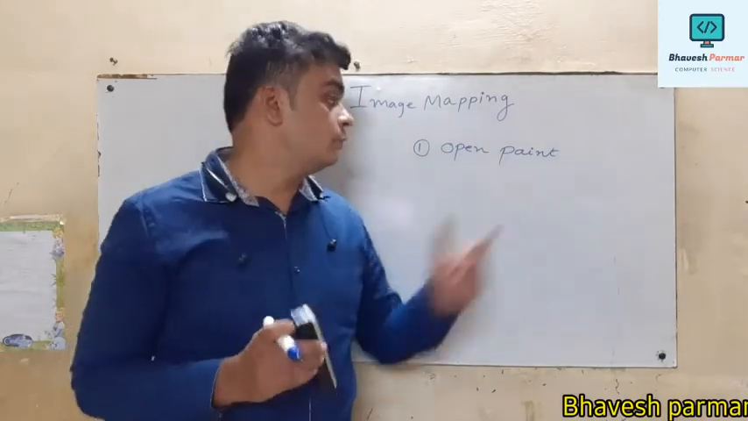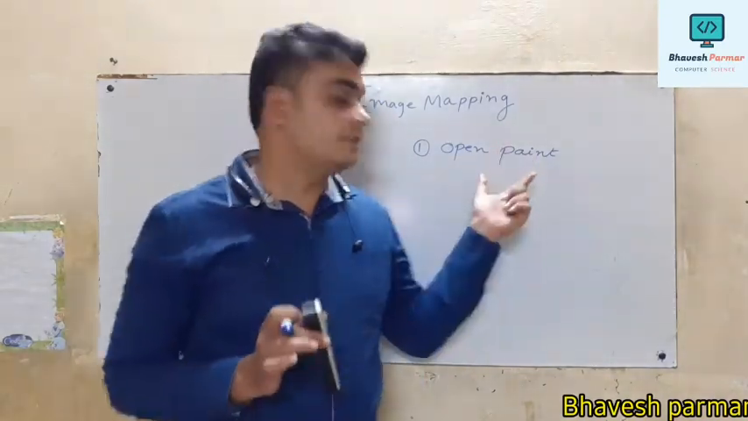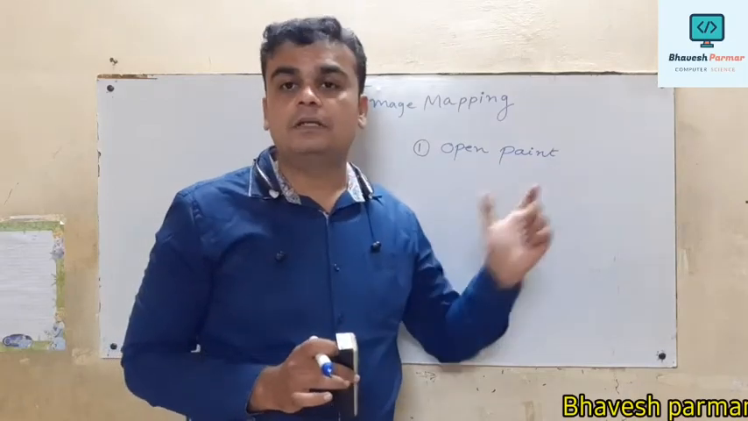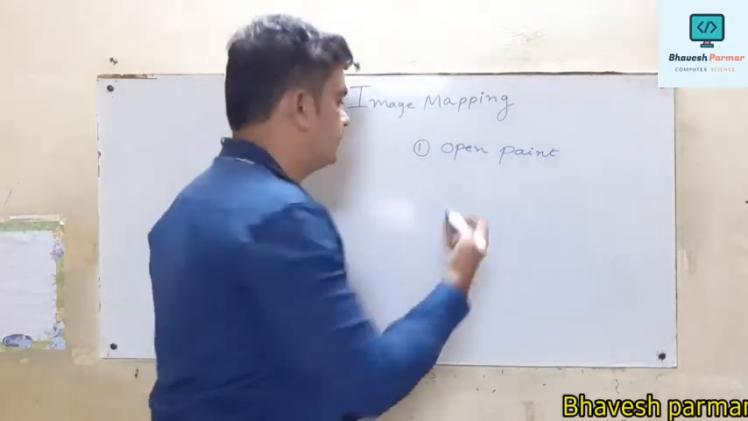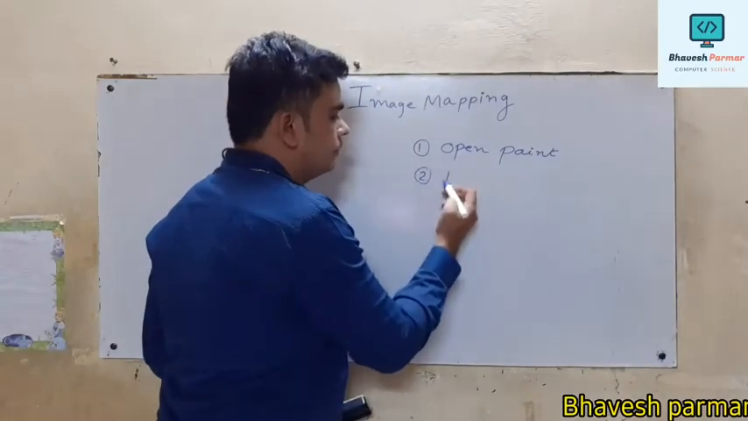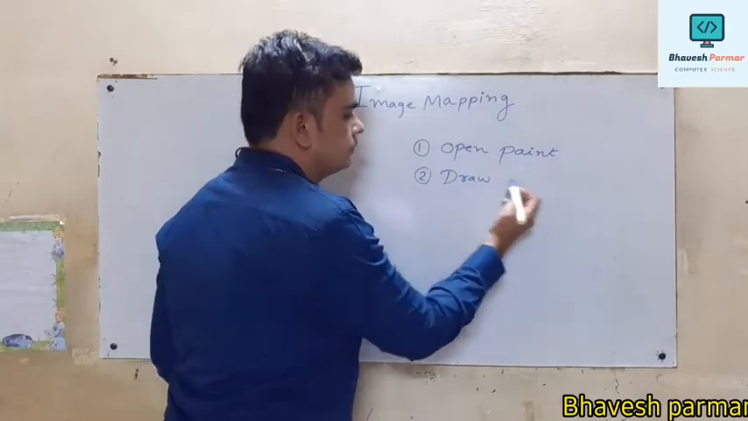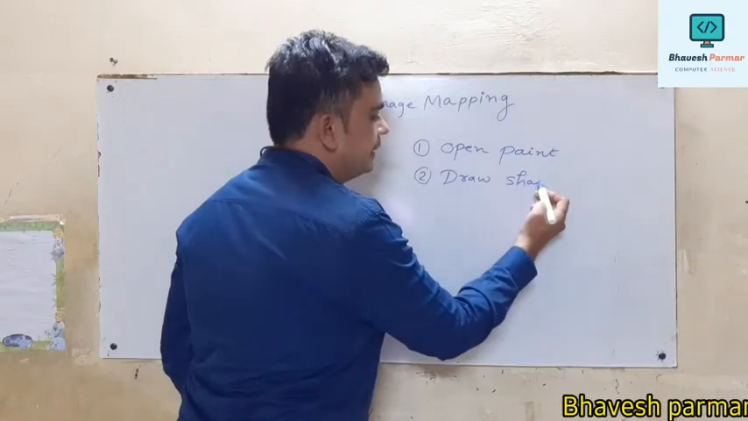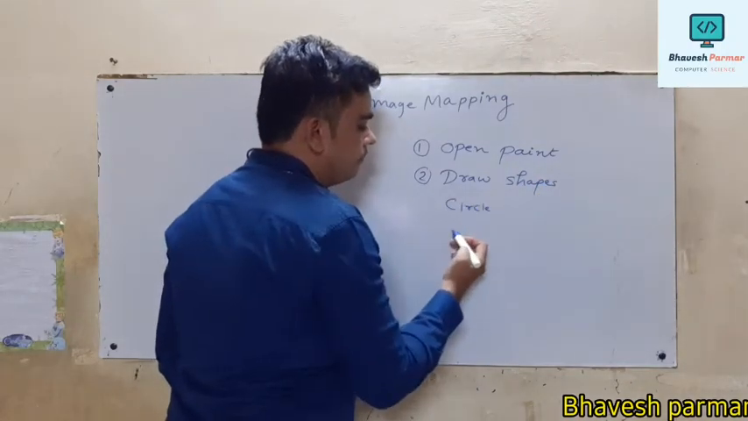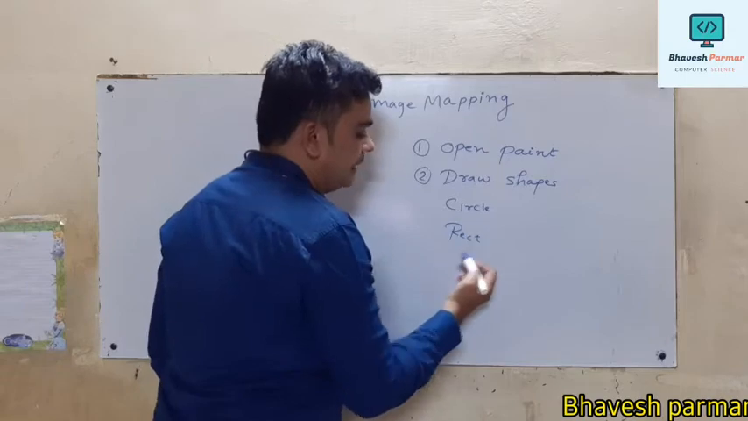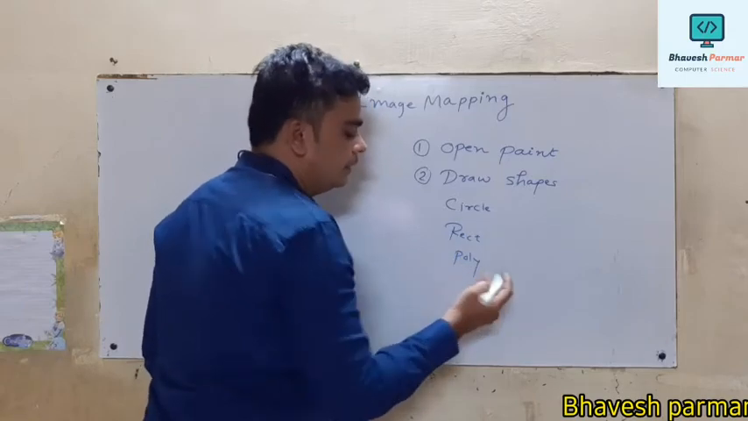So why do we have to use this MS Paint? What is my first step? Open MS Paint. In MS Paint I have to draw three different shapes. So what is my second step? Draw geometric shapes, that is circle, then rectangle and polygon.